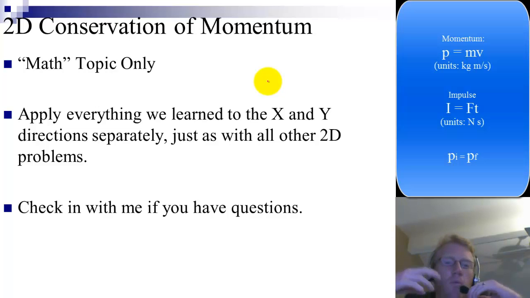And so just like with forces and velocities in two dimensions, you broke everything into x and y components, and you could do the calculations in the x direction separately and the calculations in the y direction separately. The same thing will be true for momentum. So it's twice as many variables and twice as much calculation, but it's not really, in my opinion at least, twice as hard, because all the equations are the same. You're just applying everything twice.